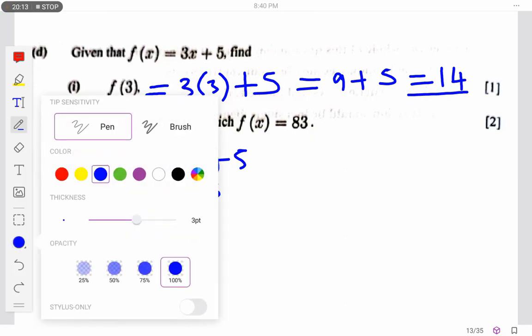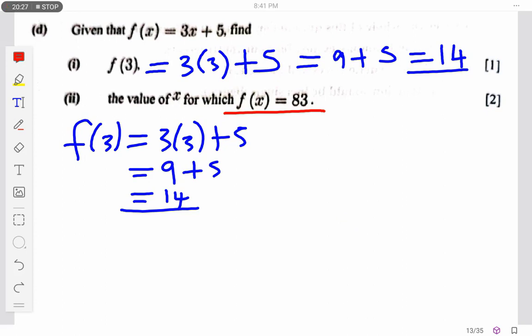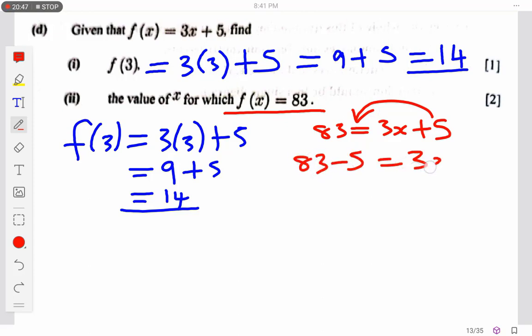Now let's go to the next part of the question. The next part of the question is saying find the value of x for which f of x is 83. F of x is this one. So we are going to say it is equal to 83. So I can say 83 is equal to 3x plus 5, like that. Because they said f of x is 83. I can easily take this 5 this side and have it as a negative. So I'll have 83 minus a 5 is equal to 3x, like this. 83 minus 5, I get myself 78, which is equals to 3x.